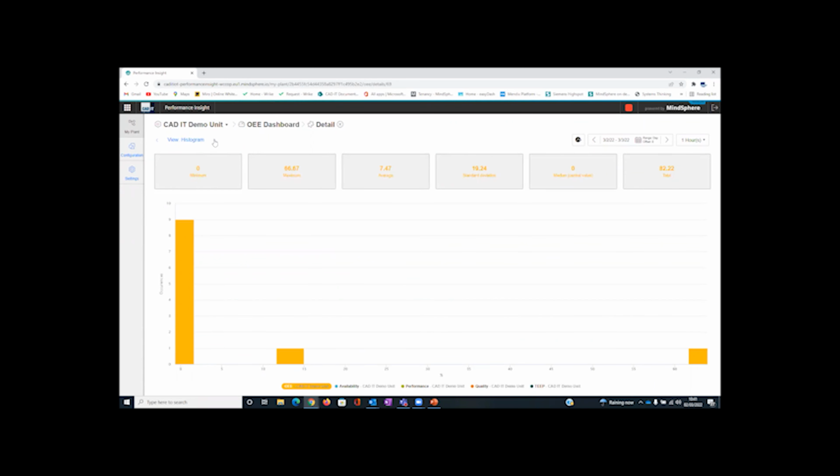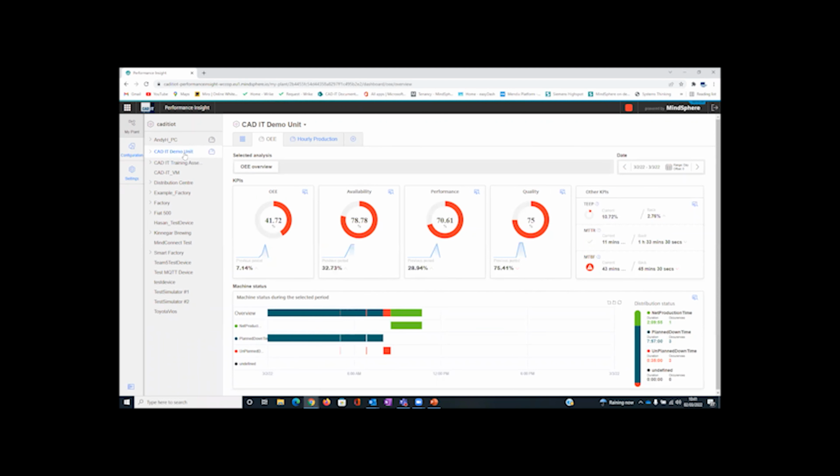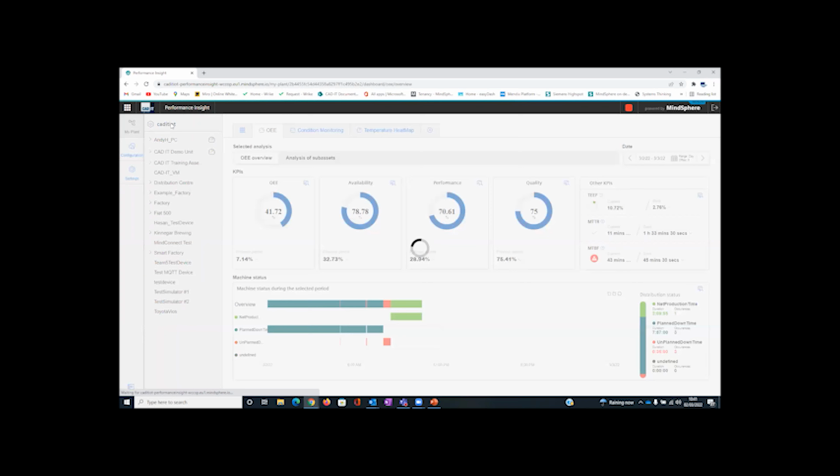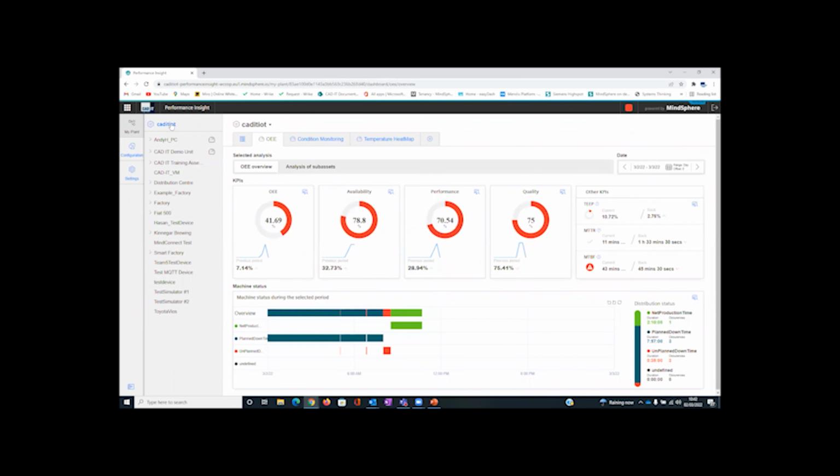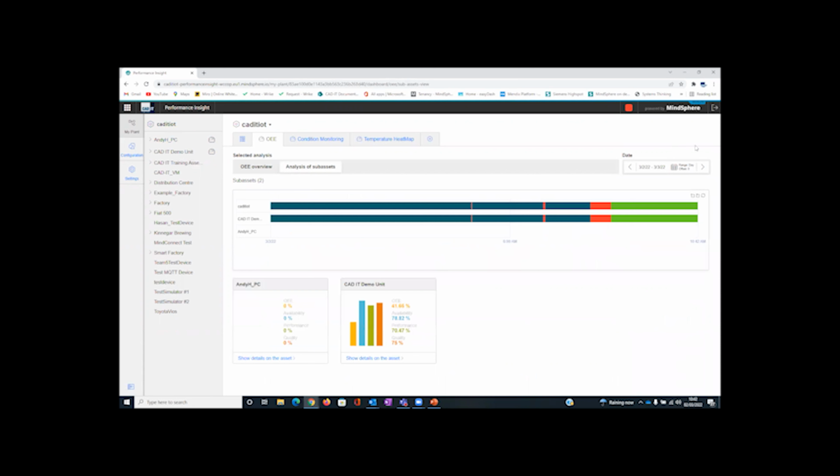So I mentioned earlier about comparing assets. I'm currently on one of the assets that's connected in the tree. If I go to the sort of factory level, almost the parent asset level, I've got an additional option here that knows that I have 2 assets configured, so I can see an analysis of sub-assets. So I can now start to compare.